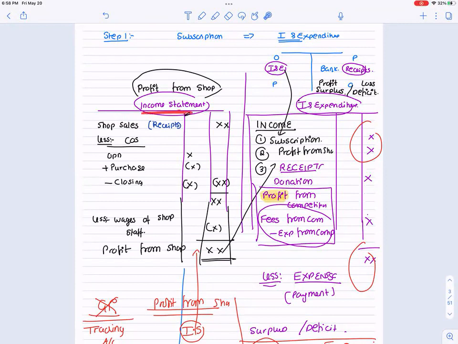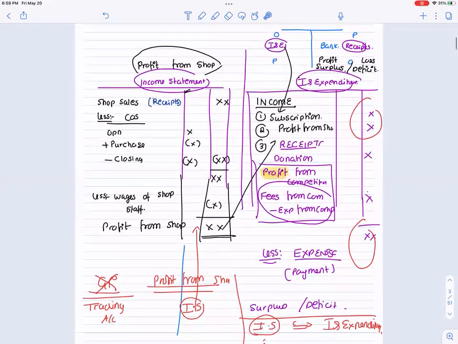The income statement is prepared for what? To measure the total sales and find the expense to find the business profit, profit from shop. The income and expenditure account is prepared to find what? A surplus or deficit. The income statement is prepared to find out the profit from shop. The income and expenditure account is prepared to find the surplus or deficit.